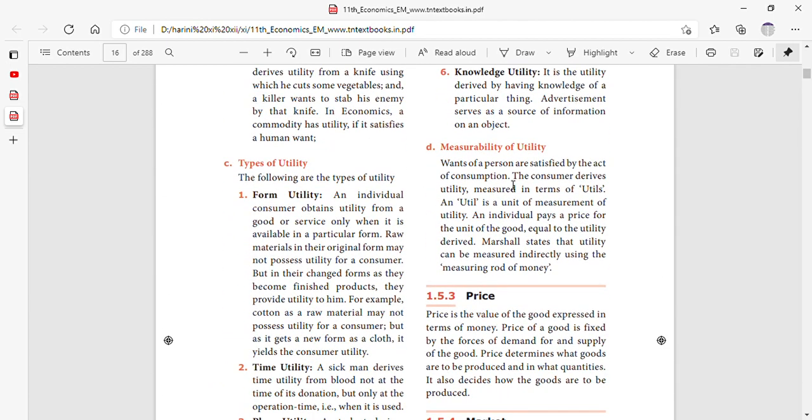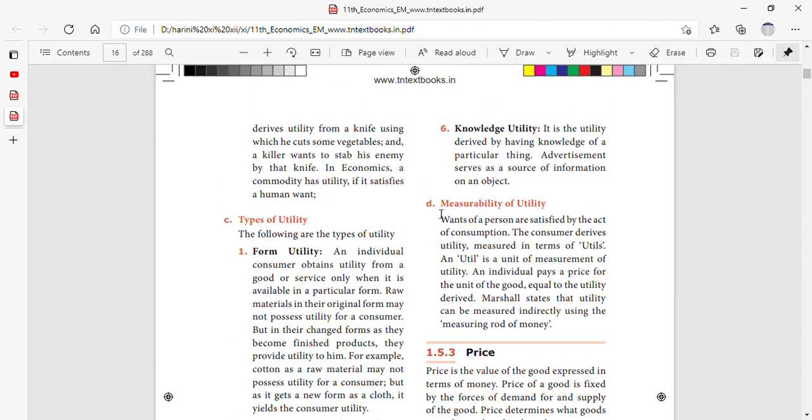And utility is measured. Okay, so utility is measured in units called util. Now, if they tell you to buy 1 kg of brinjal, how do you measure that 1 kg? In the shop there is a balance or an electronic weighing machine, and with that you measure. Similarly in economics, utility you measure by a term called util.